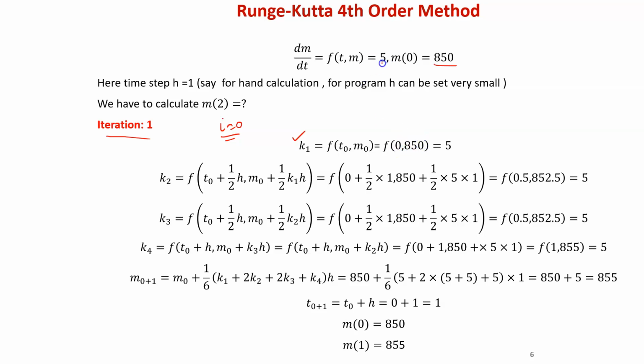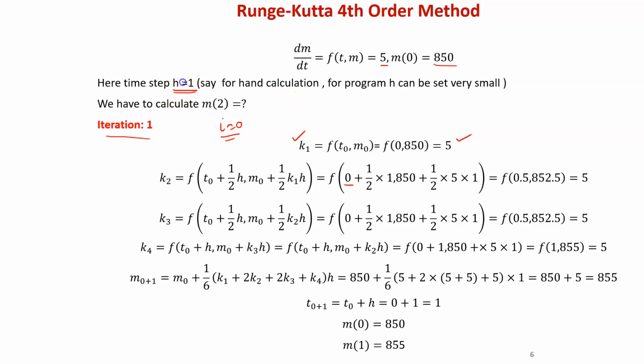As it is a constant value, 5 will come. Now k2 similarly is f of t0 plus half of h, m0 plus half of k1h. Now we have to plug in all these values. So t0 is 0, then half h, so half is there, and here we are taking h equal to 1.